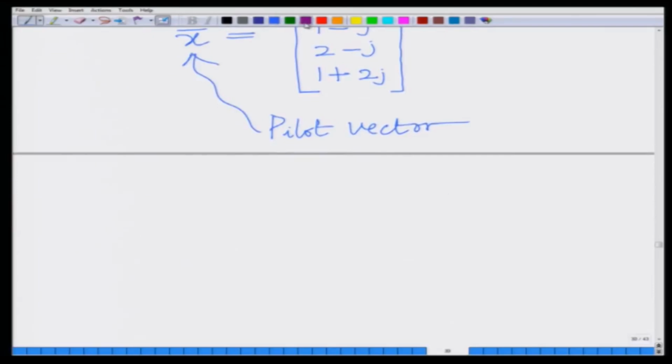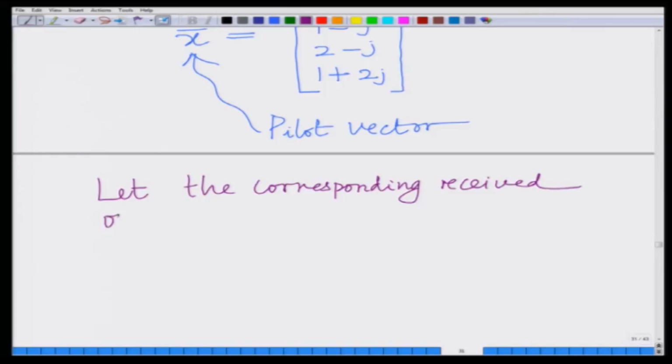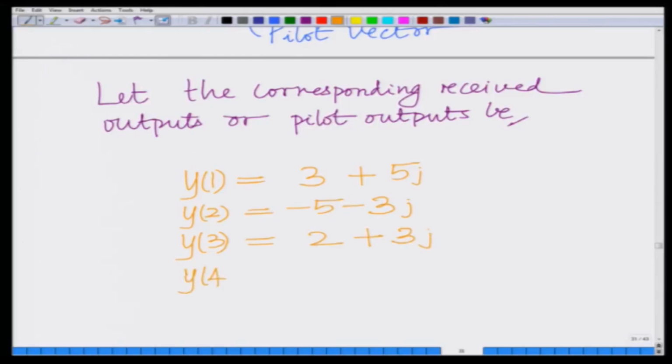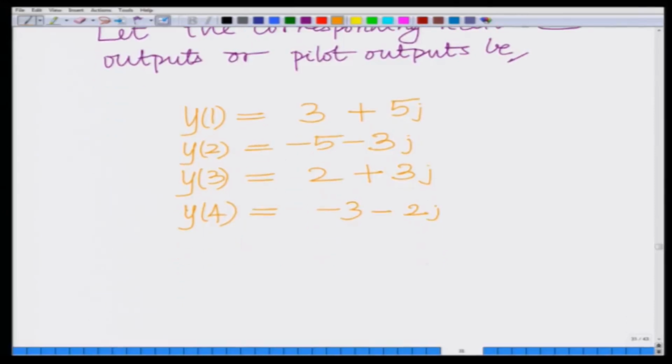Now, let the corresponding received outputs, the outputs corresponding to the transmitted pilot symbols, which are also known as the pilot outputs, be given as y1 equals 3 plus 5j, y2 equals minus 5 minus 3j, y3 equals 2 plus 3j, and y4 equals minus 3 minus 2j. So, these are the 4 corresponding pilot outputs.